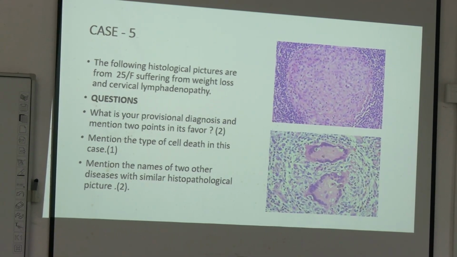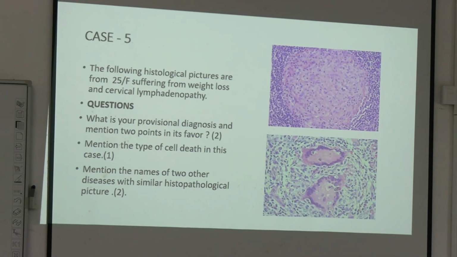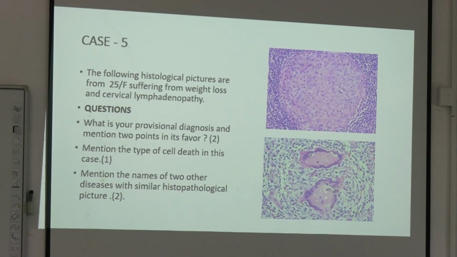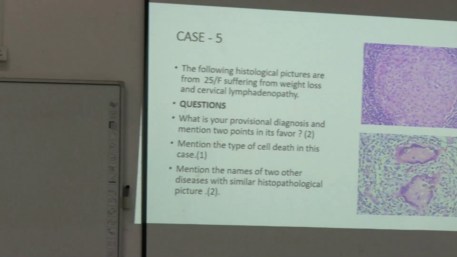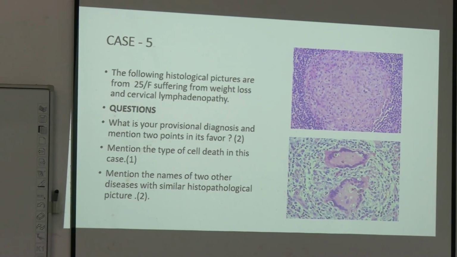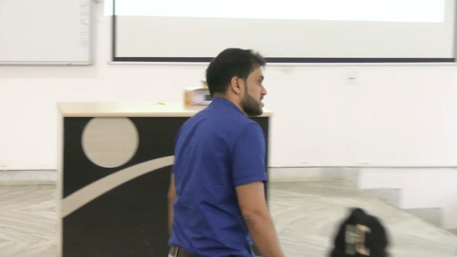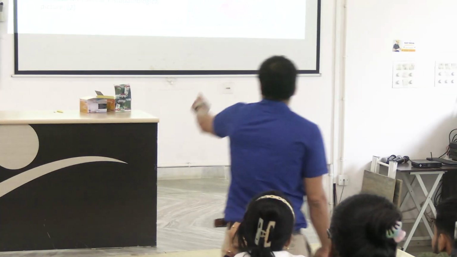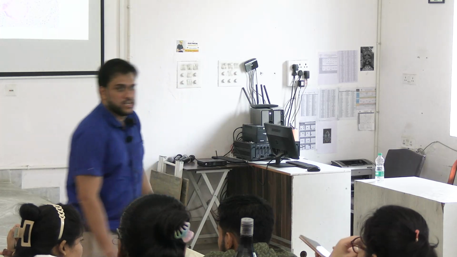You know, I took it from the internet, so classical pictures. What giant cells? Langerhans giant cell. Okay. Mention the type of death in this case. What type of death? Oh, don't say necrosis. Caseous necrosis. Mention the names of 2 other diseases with similar histopathological picture.